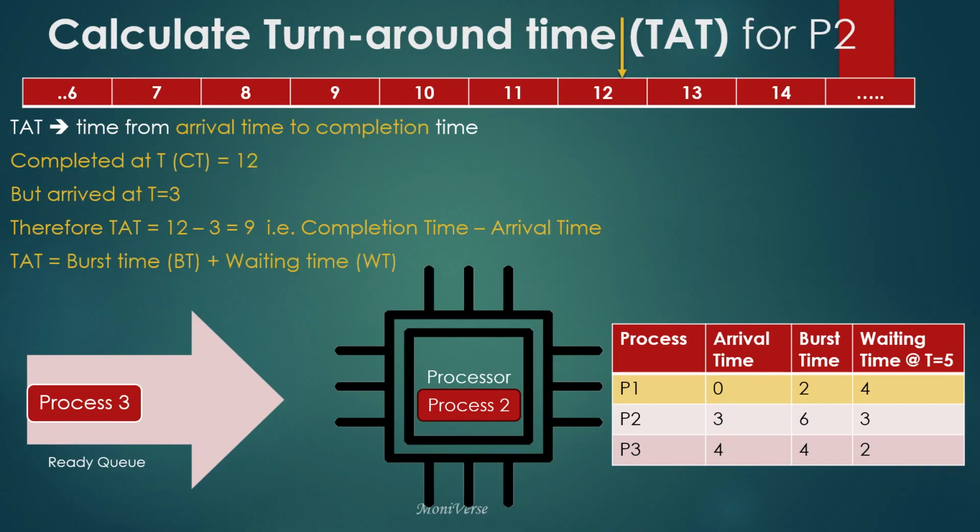There is another formula for calculating the turnaround time, which is the burst time plus the waiting time. We add the burst time and the waiting time to get the turnaround time. Here the burst time for process 2 is 6, right? And the waiting time is 3. So adding together 6 plus 3, we get the same value, 9.